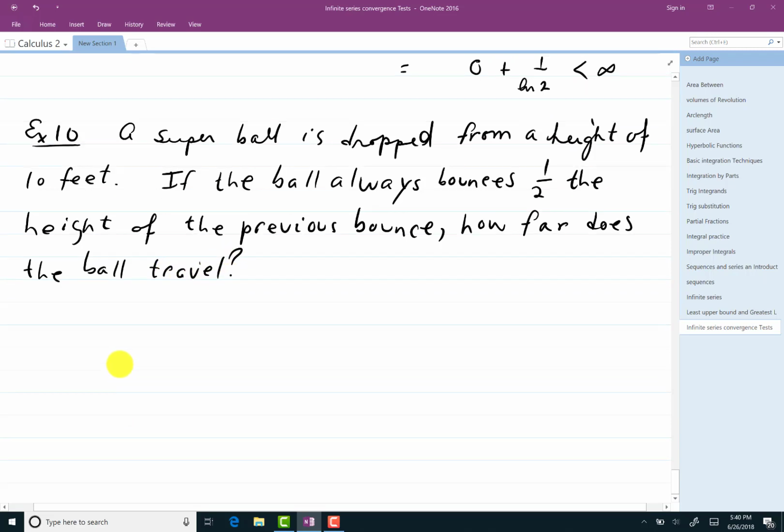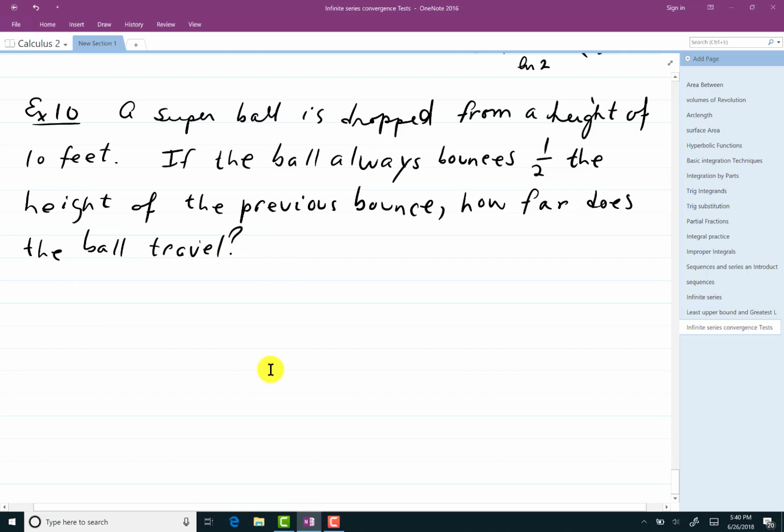So the first, when you drop it, it's 10 feet. It bounces, then it comes up 5 feet. Bounces again, it comes up 2.5 feet. So the initial drop, it traveled 10 feet.